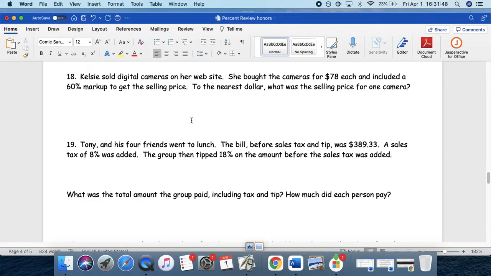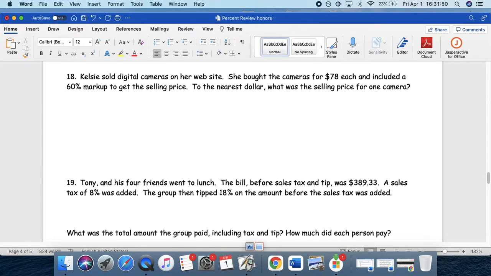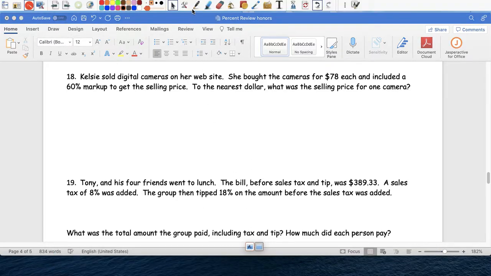Kelsey. So digital cameras on her website. She bought the cameras for $78 each and included a 60% markup to get the selling price. So the nearest dollar, what was the selling price for one camera? All right, so bar model again. She buys a camera. So currently, 78 bucks, but she wants to sell it.